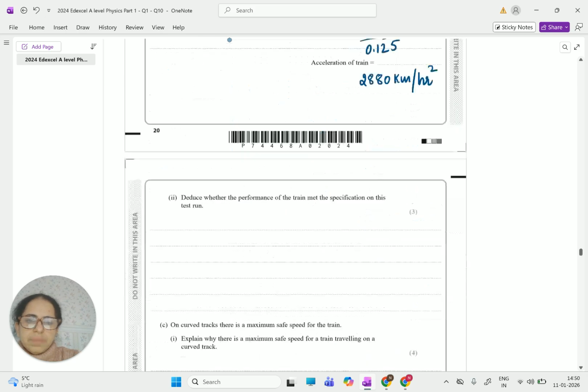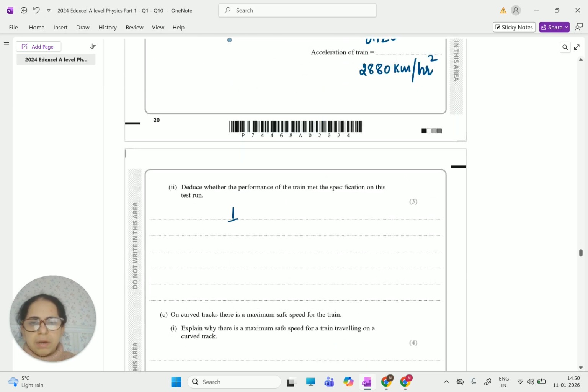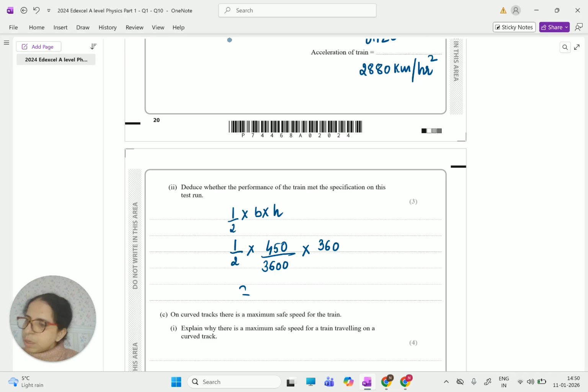So the area is nothing but half times base times height. It's a triangle. The base is 450 divided by 3600, because it is in kilometers, converting seconds to hours, and the height is 360. So the exact value is 22.5 kilometers. So it is definitely less than 40 kilometers, which is given in the question, hence it meets the specification.